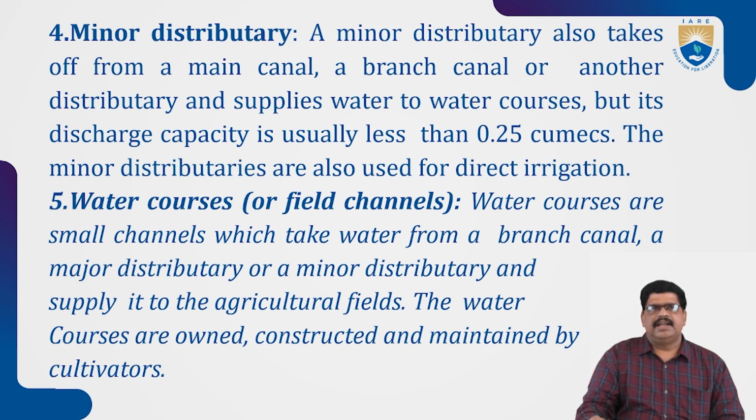Constructed and maintained by the cultivators. That is the water course. A water course is nothing but a field channel. Small water courses, or minor distributary canals, supply water to the agricultural fields directly from the water courses or field channels. Field channels mean small canals which are used for the irrigation of the fields. That is the water courses.